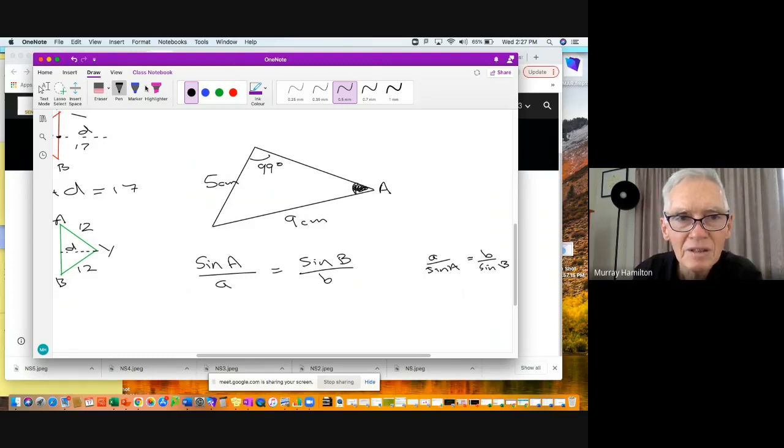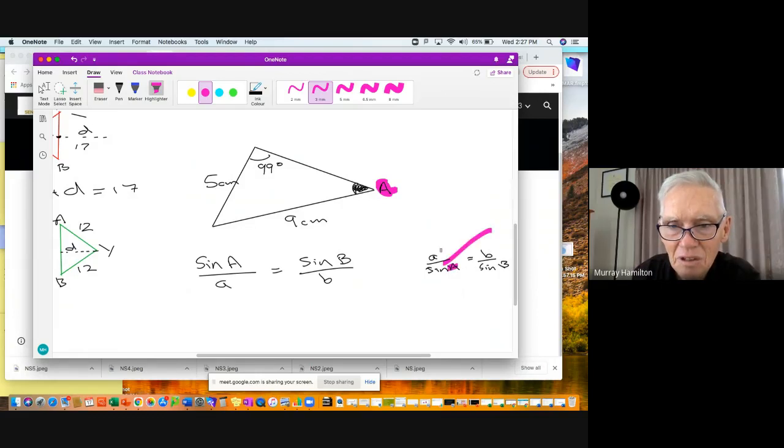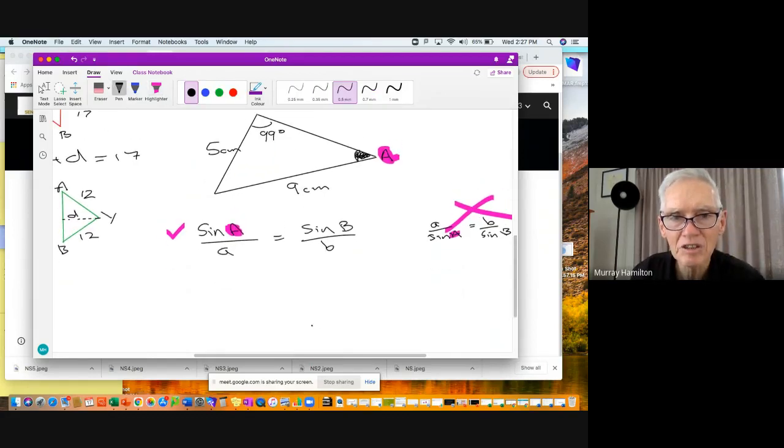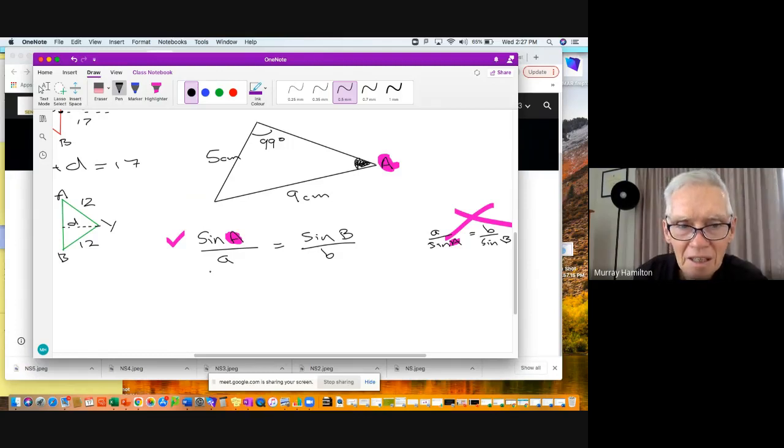No. What I'm finding is this thing here, A. I need that at the top. Is the A at the top here? No, so I'm not going to use that one. The A is at the top here, so this is the one I want to use. I hope that's clear. What you want to find is at the top. So sine A, I just leave it in the formula, sine A over A.